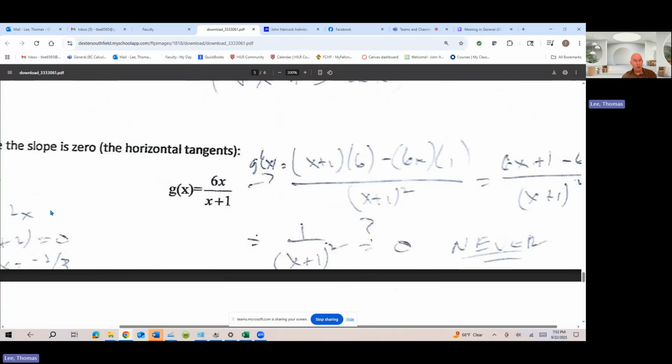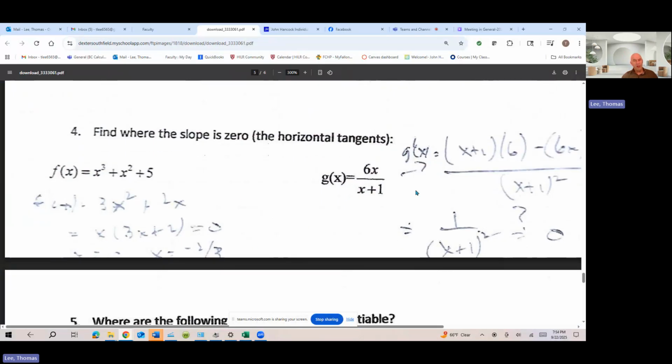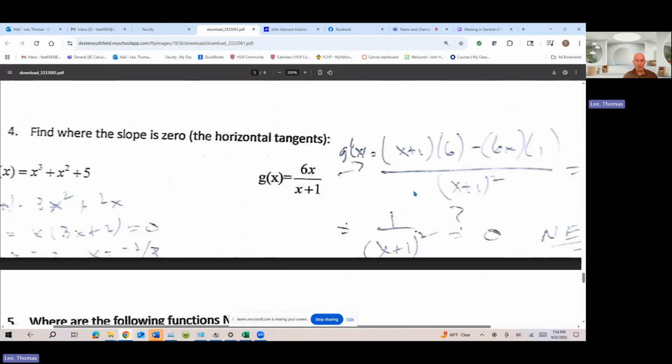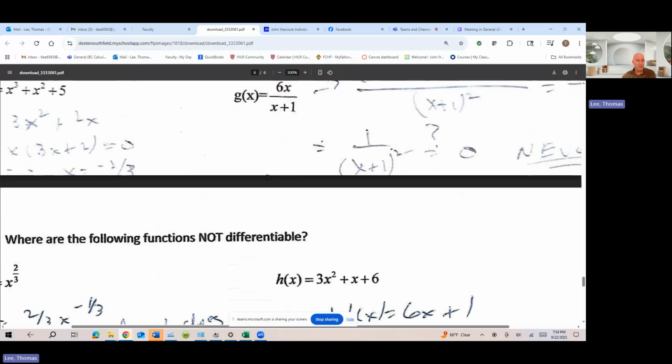This wants to know where the slope is 0. So once you take the derivative, 3x squared plus 2x, you have to set that equal to 0. And you'll have, in this case, factoring out the x, x equals 0 or x equals -2/3. A good one over here, testing your algebra skills. When you do the derivative here, the numerator collapses down to 1 over x plus 1 squared. This never can happen. So your conclusion would be there are no horizontal tangents on this function. And if you graphed it, you'd see that.